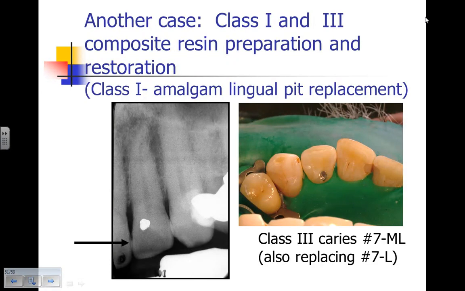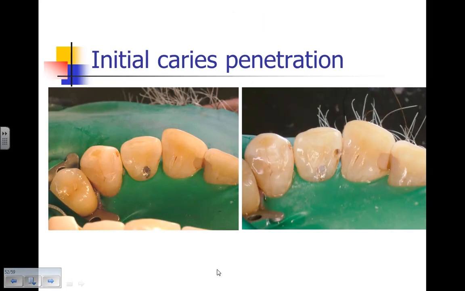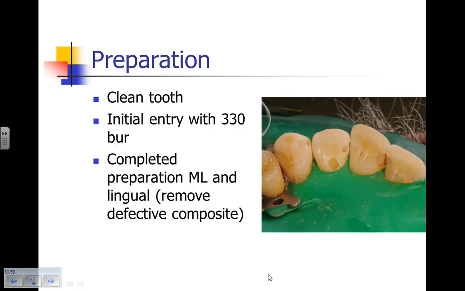Let's look at another case that has the Class 1 and Class 3 composite resin preparation and restoration. We're replacing the lingual pit on number 7, number 10. And so when we take a look, we can see the amalgam, we can see the Class 3 caries. Our initial caries penetration with a 330 burr, high speed, and then the finishing of the preparation with the slow speed. We've completed the ML and we've removed the defective amalgam.